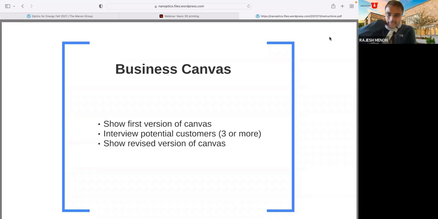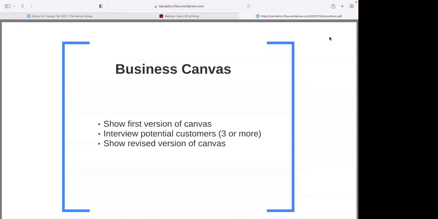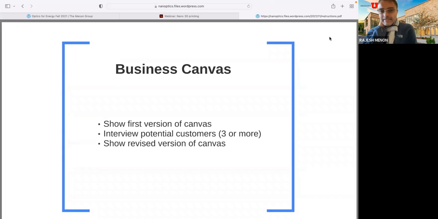We just need to make sure that we interview someone somehow related to the construction field. It's not necessary. It is necessary for the revised version of the canvas, by the way. So let's do it today. I'm hoping you already did. If not, you should do it.